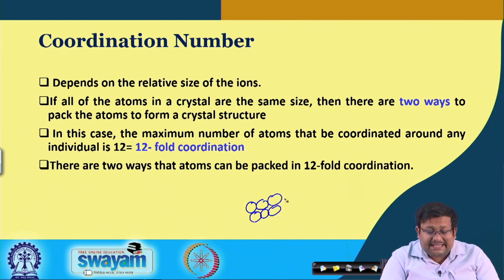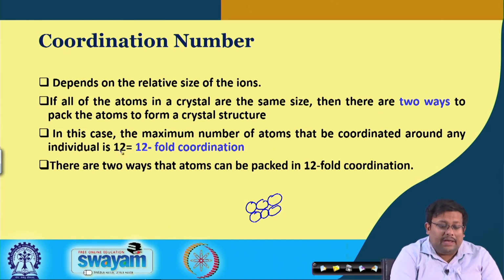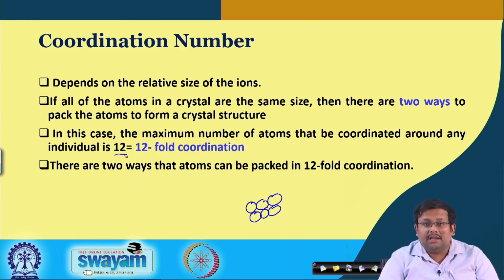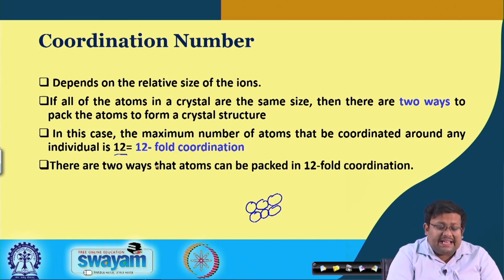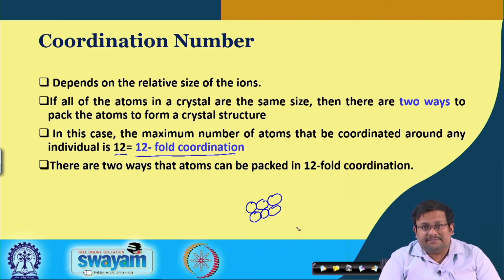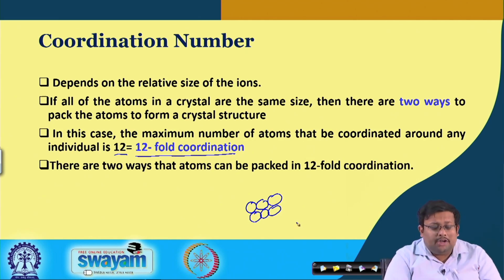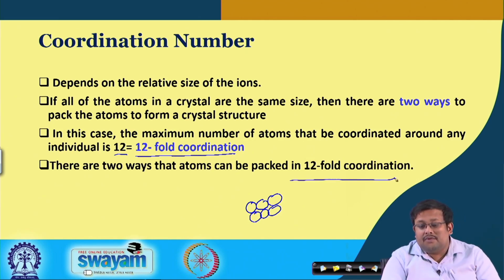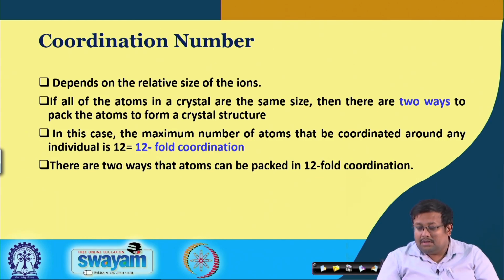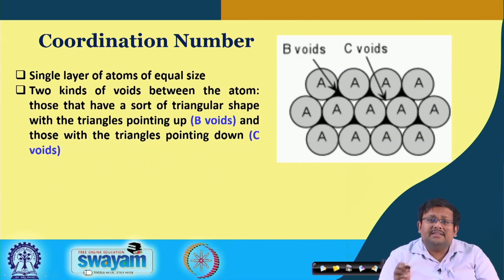Now, in this case, the maximum number of atoms that can be coordinated around an individual is 12 in this way, if we stack 2 layers. So, in that case, we will call it a 12-fold coordination. Now, there are two ways that atoms can be packed in a 12-fold coordination, and we will see that.